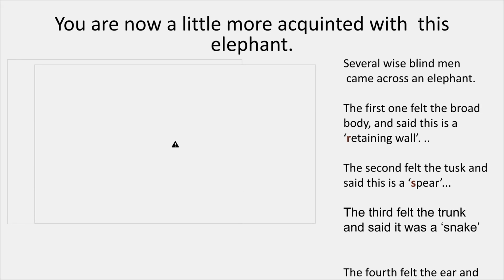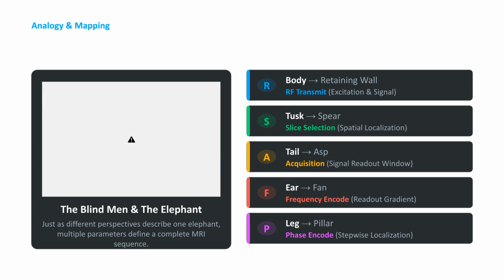Now, let's test your knowledge. Which pulse sequence uses a 90 and 180 degree RF pulse pair to reduce field inhomogeneities? Choose from the options provided on screen. We can now examine three more types of pulse sequences, labeling them A, B, and C, to better identify how they differ in their structure and timing diagrams.